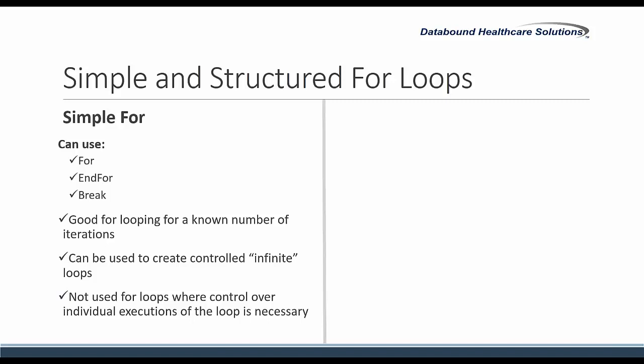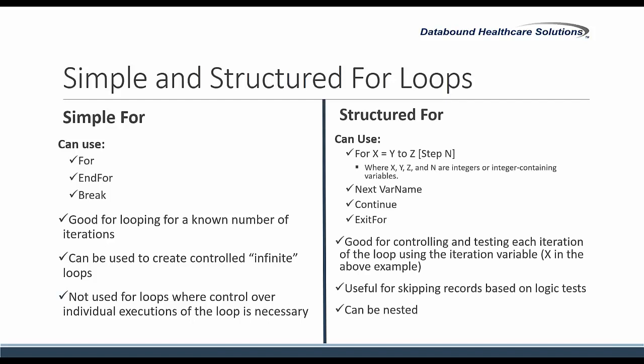Now I want to take a look and recap some of the stuff that we've talked about. So, simple and structured for loops. A simple for can use for, end for, and break. It's good for looping a known number of iterations. It can be used to create controlled infinite loops, and is not used for loops where control over individual executions of the loop is necessary. Whereas structured for can use the for x equals y to z step n, where x, y, z, and n are integers or integer-containing variables.